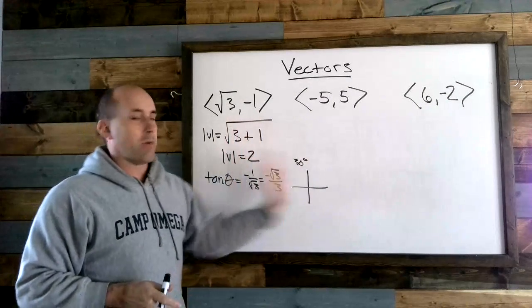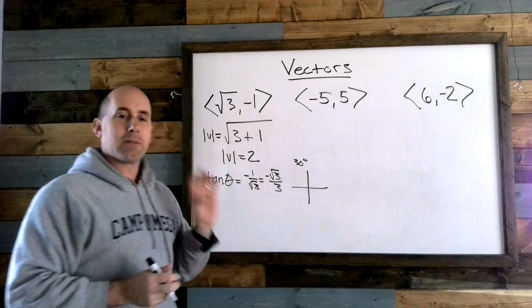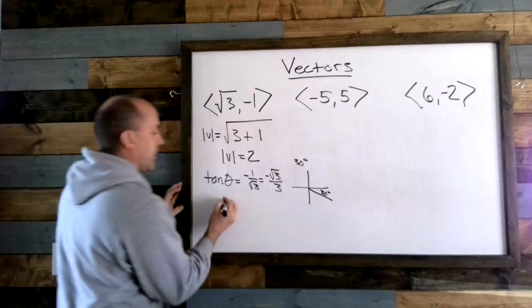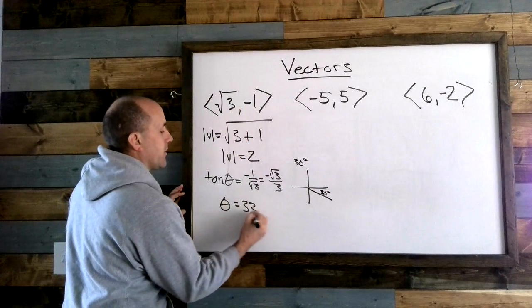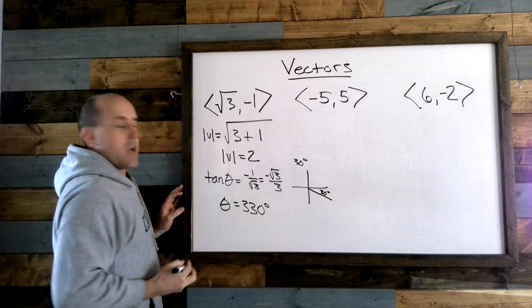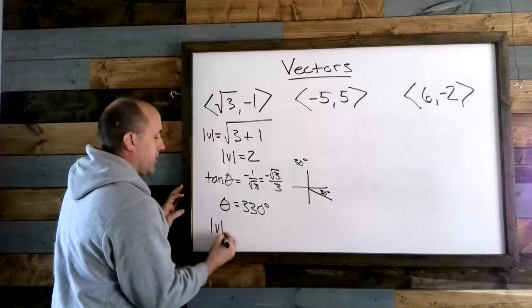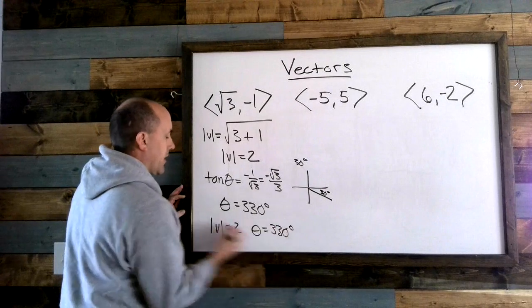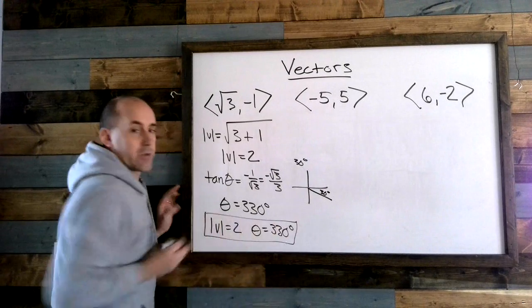So I go over the root of 3 and I go down 1. So that means I'm in the 4th quadrant. And a 30-degree angle in the 4th quadrant is going to give you theta is equal to 330 degrees. So your answer would be the magnitude of the vector is 2 and theta is equal to 330 degrees. That is your answer for this first one.